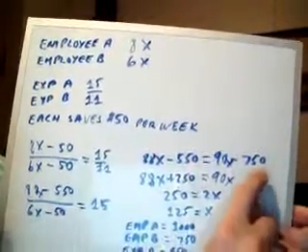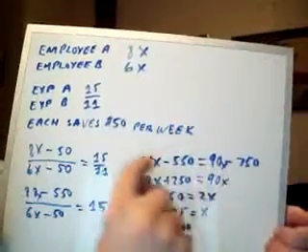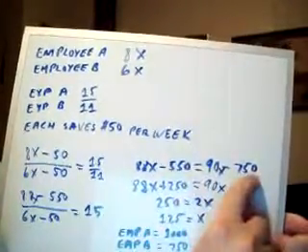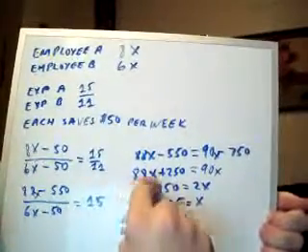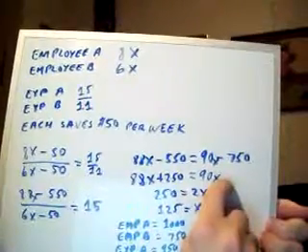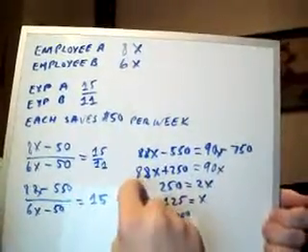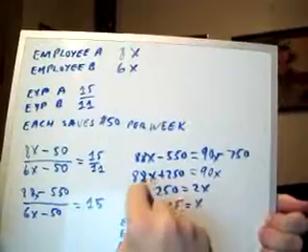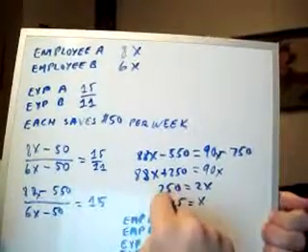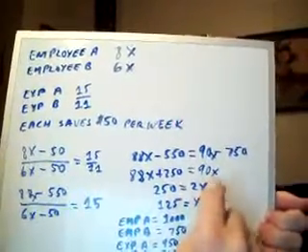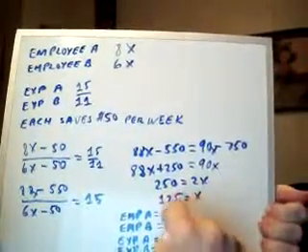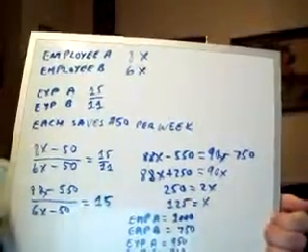We're going to add 750 to both sides of this equation to eliminate this 750. So now we have 88x plus 200 equals 90x. Now we're going to subtract 88x from both sides to eliminate that 88x. So now we have 250 equaling 2x. Divide the 250 by 2, and that's 125.